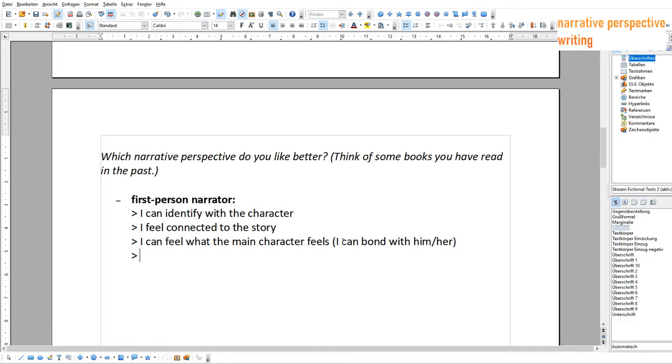Okay. And well, maybe you also think it's more realistic to have a first-person narrator because, well, in real life, you can't know what other people are thinking. You only know your own perspective and what you think. And with a first-person narrator, you only know what this character feels and thinks, and maybe that's more realistic for you.